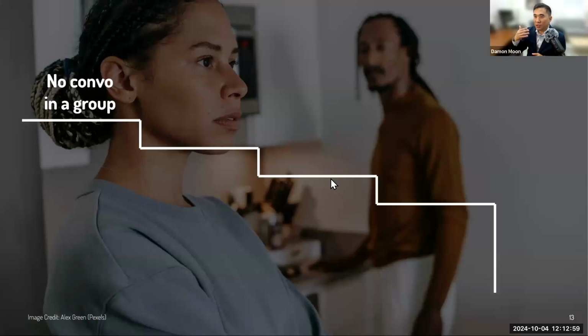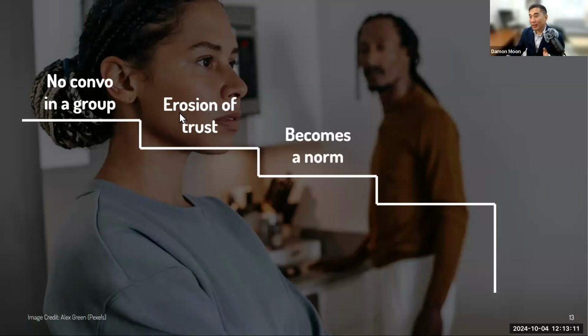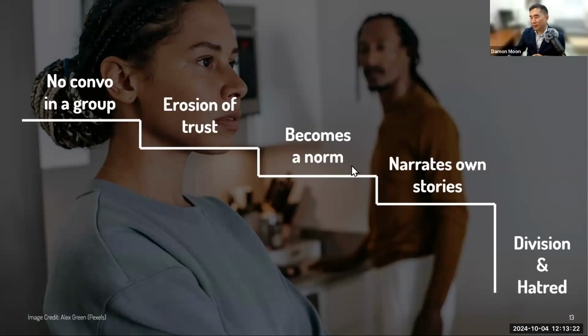And we kind of experience this in our own lives too. Let's say there is no conversation in a group, or in a family setting. If there are no conversations, that erodes trust, and now it becomes normal. Well, we just don't talk. I don't know the reason, but we just don't talk. And we narrate our own stories about why we are not talking. That goes down a pathway of division and hatred, and a lot of bad things could happen after that.